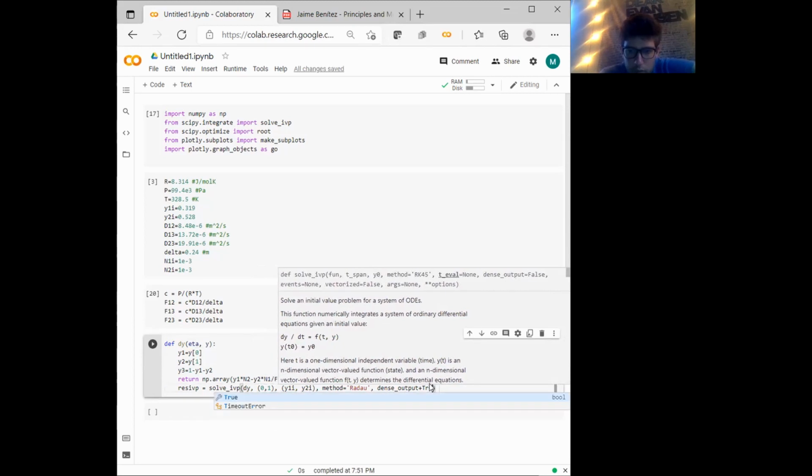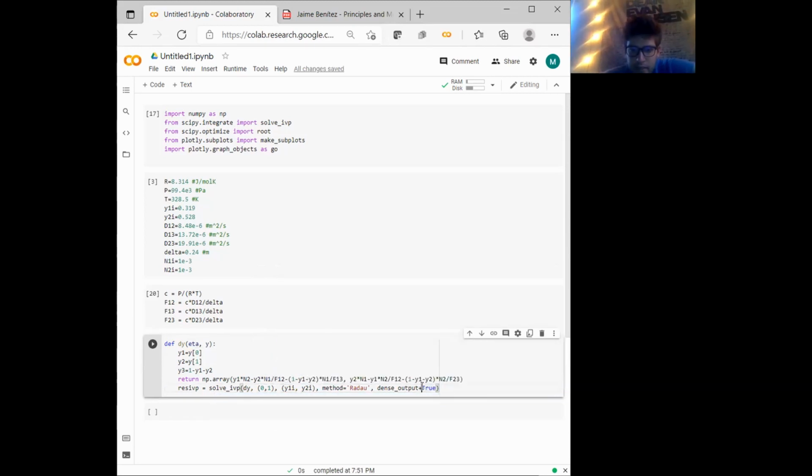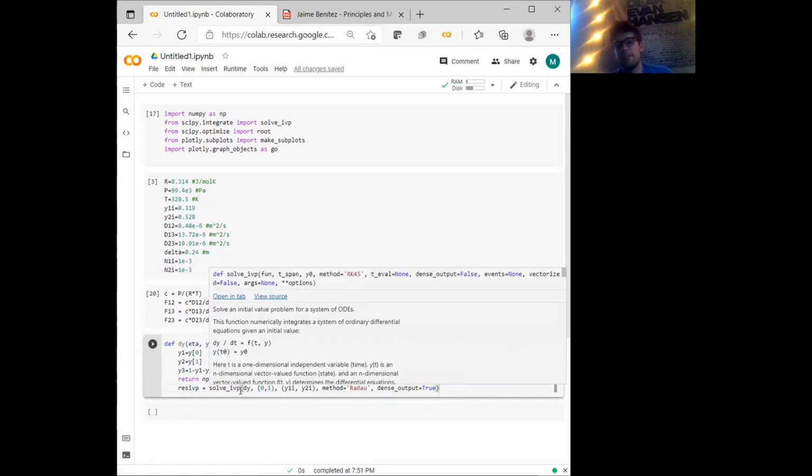We're actually going to set it equal to true, because what we want is, sorry, I'm getting confused. We want the initial value problem to be solved for all values of eta, because if it's solved for all values of eta, which true would do, then we can take this array that has all of the values of eta solved through this initial value problem.